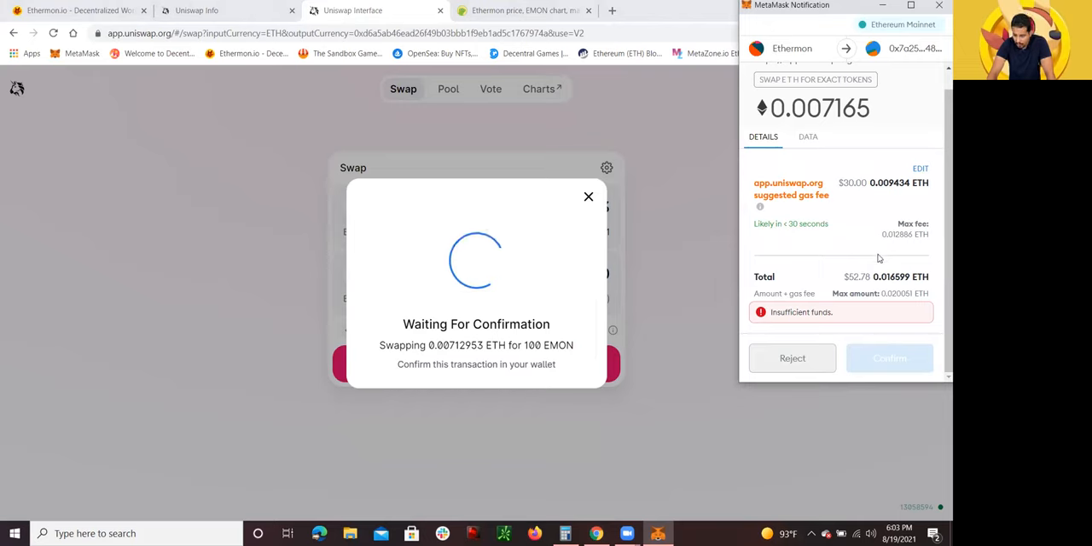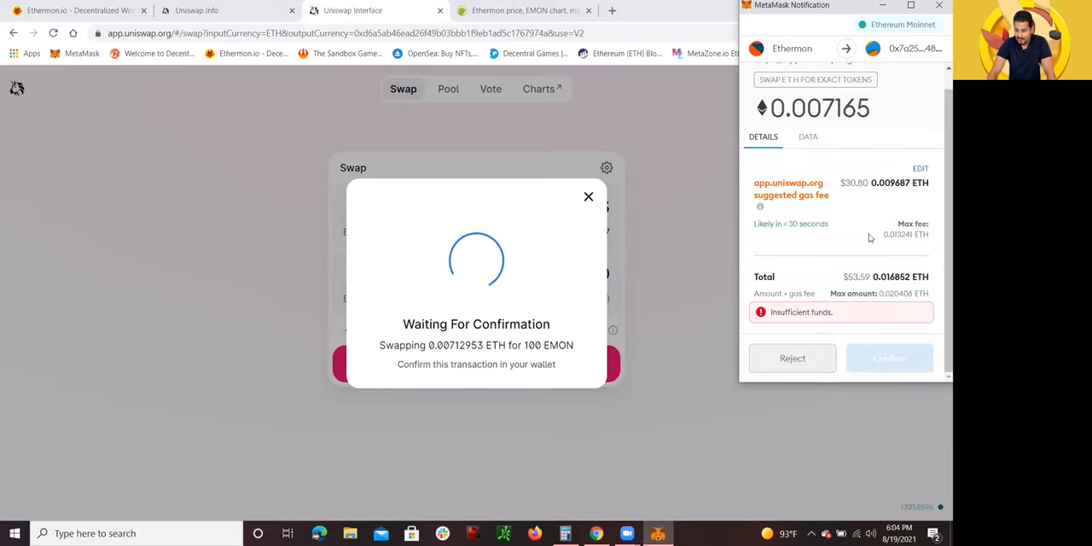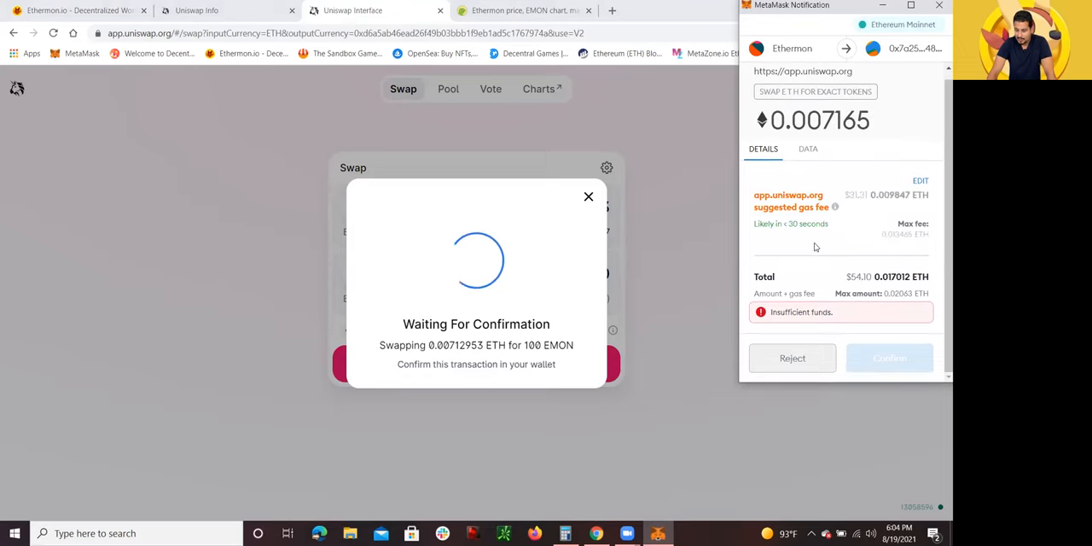So total is going to cost me $22. So if you guys think about it here, guys, it's literally going to cost me $22 just to get this amount of Ethereum. I think that's a little bit too expensive for me. You know what I mean? So what I'm going to do, I'm going to reject it just because the max fees is a little bit too much for me.